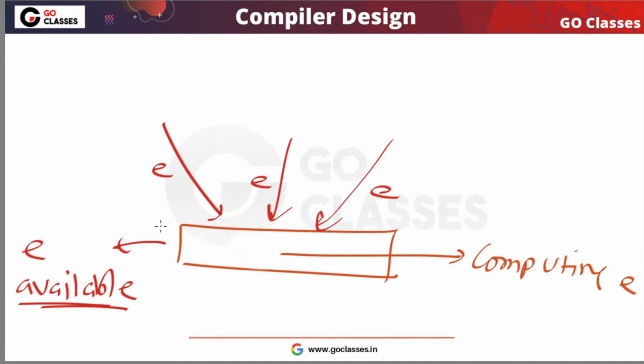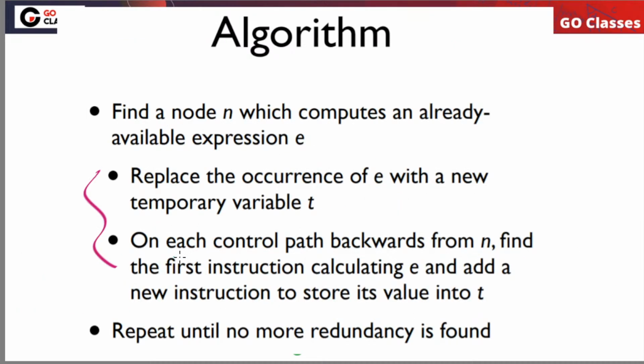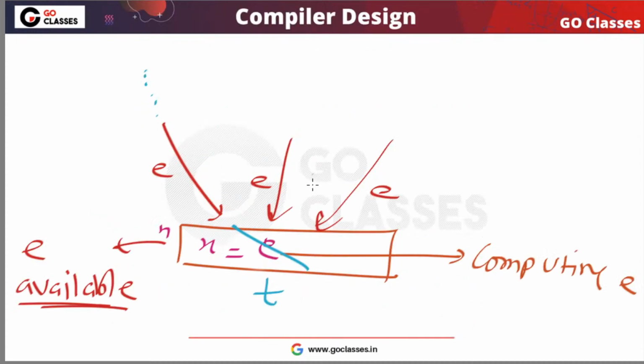For example, this is your n, and let's assume you are doing something like this. This e you replace with t, and then you go backwards. On each path, you go backward and find the first instruction which is calculating e. Let us assume here you are computing d equal to e, here c equal to e, and here a equal to e.